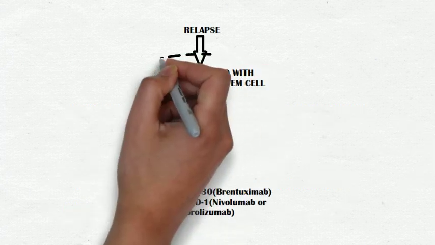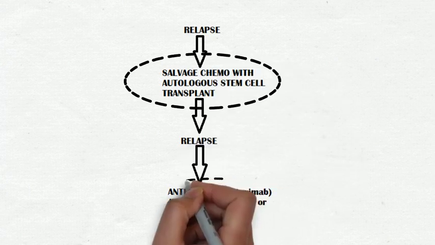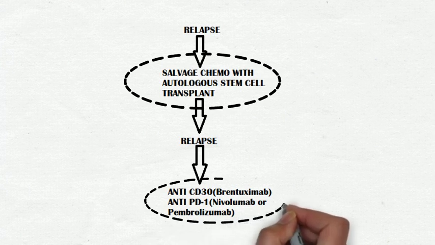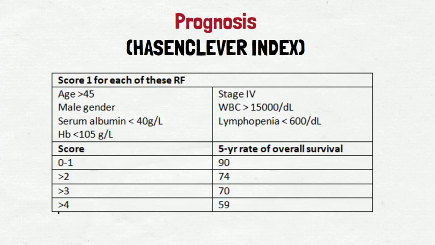In case of relapse, salvage chemotherapy with autologous stem cell transplant is done. If the patients relapse again, then drugs like anti-CD30 brentuximab and anti-PD-1 pembrolizumab are used. Classical Hodgkin's lymphoma has a very good prognosis. For advanced Hodgkin's lymphoma, the Hasenclever prognostic index can be used.